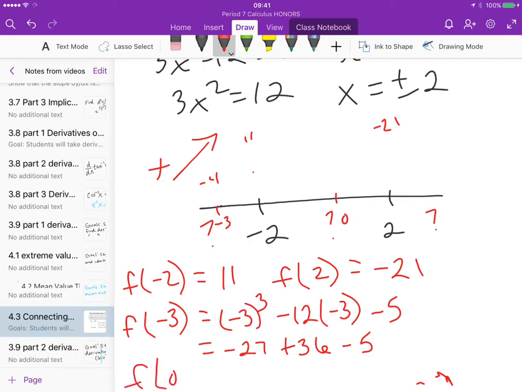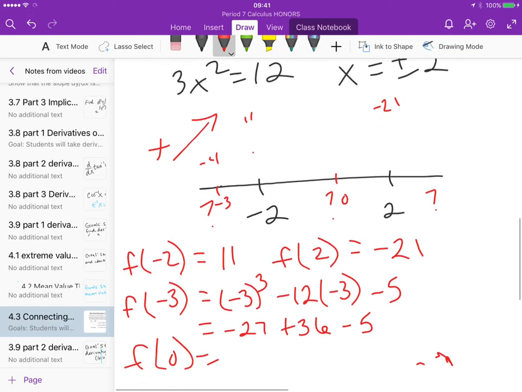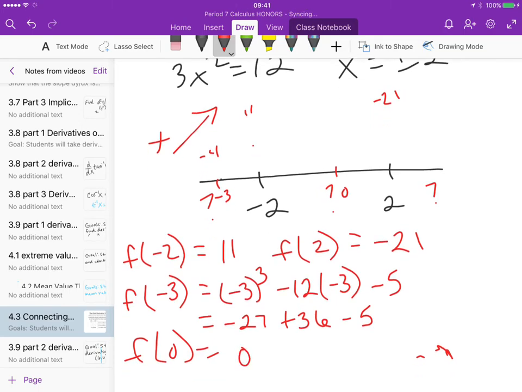Well, f of 0 in this particular example is going to be 0 minus 0 minus 5. So it ends up just being -5. So I'm going to put a -5 right here. To go from 11 to -5 is decreasing, so it is negative right there.